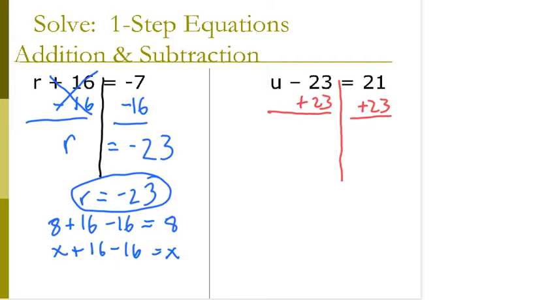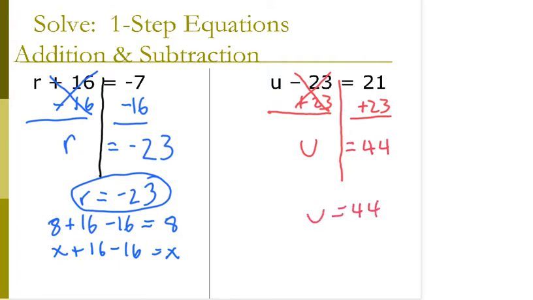So on the right side, we end up with 44. On the left side, remember, the inverse operations are going to undo each other. Addition undoes subtraction. Subtraction undoes addition. So all we're left with over there is just one u, or u. So u equals 44 is our answer.